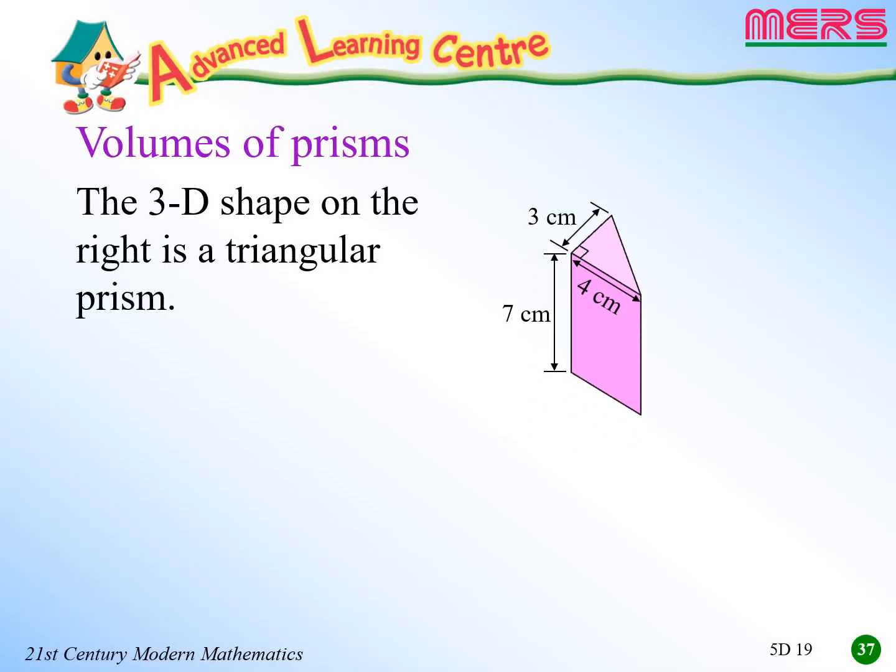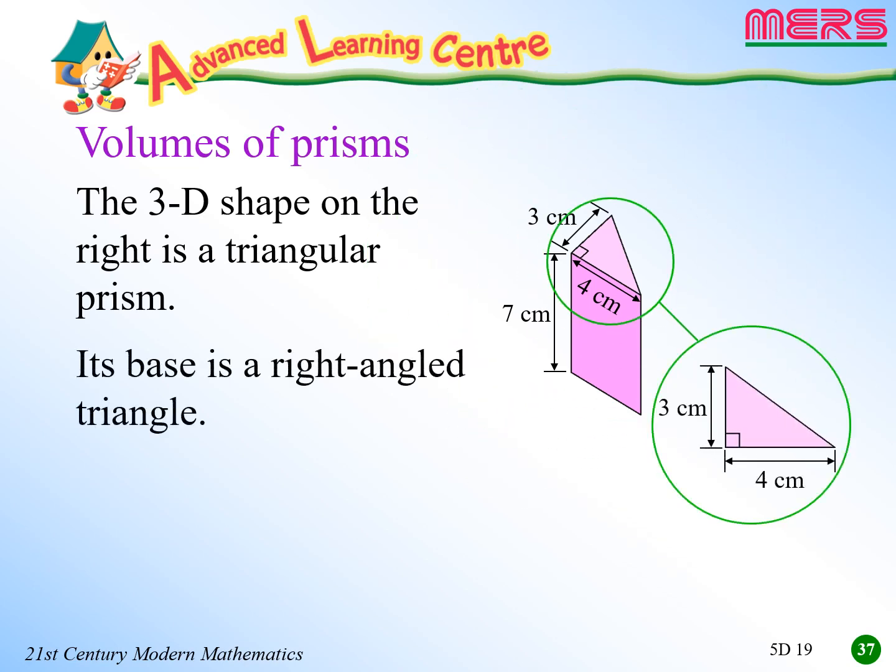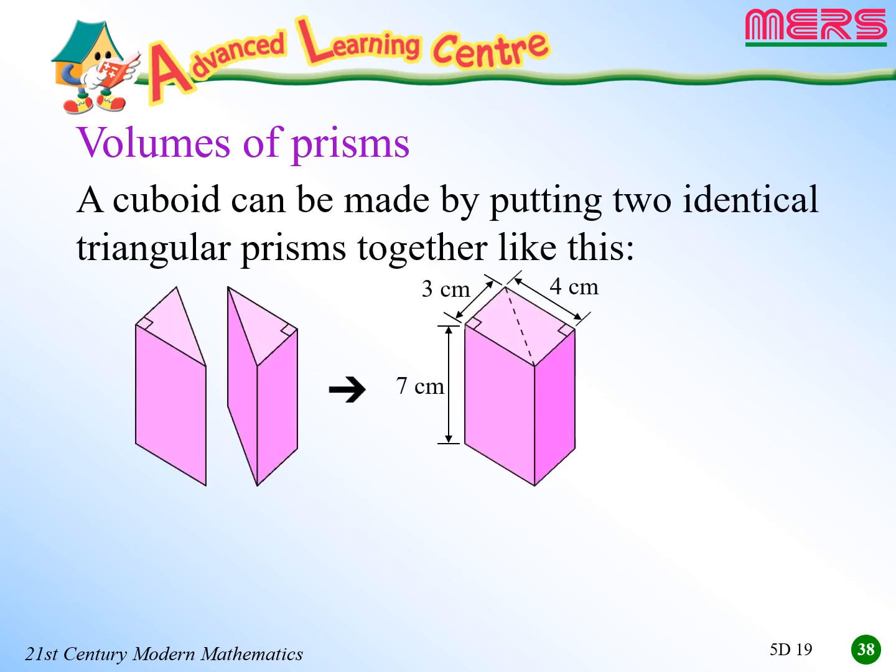On the right is a 3D shape. It is a triangular prism. Its base is a right-angled triangle. A cuboid can be made by putting two identical triangular prisms together like this.